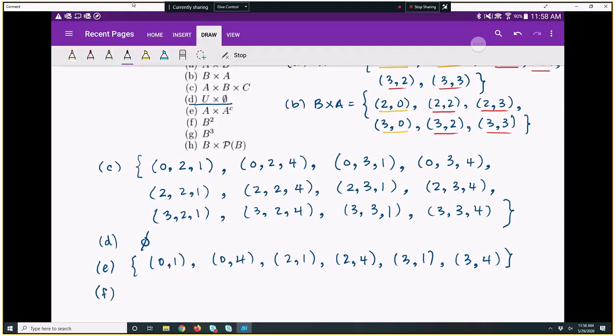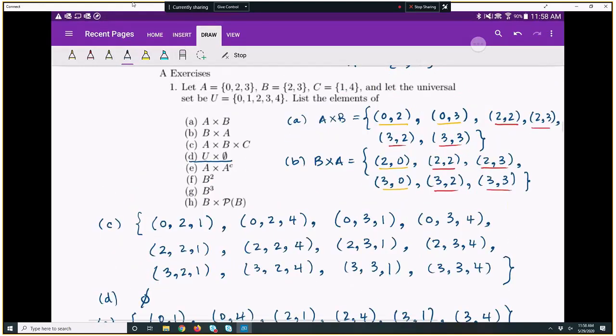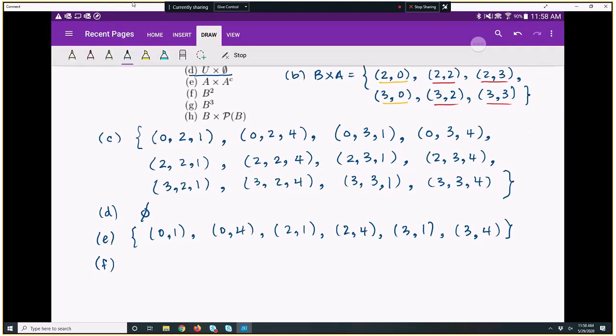Okay, moving on. F asks us to do B squared, which we know is B cross B. So the set 2, 3 crossed with the set 2, 3, that should be 2, 2, 2, 3, 3, 2, and 3, 3.